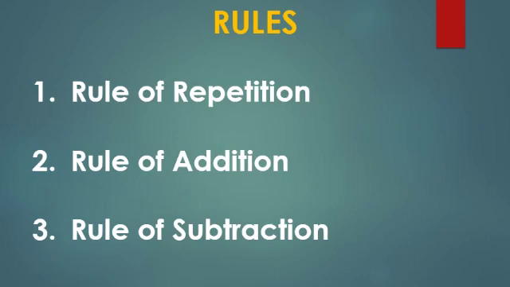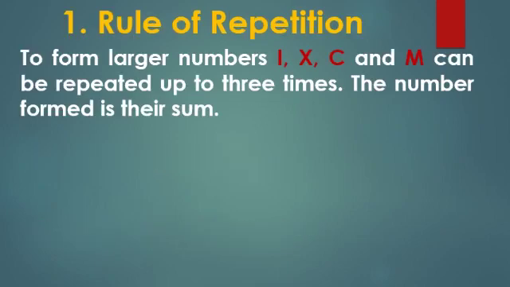To form numbers with these numerals, you have to follow certain rules. There are 3 rules: rule of repetition, rule of addition and rule of subtraction. We will see them one by one. The first rule is the rule of repetition. To form larger numbers, I, X, C and M can be repeated up to 3 times. The number formed is their sum.